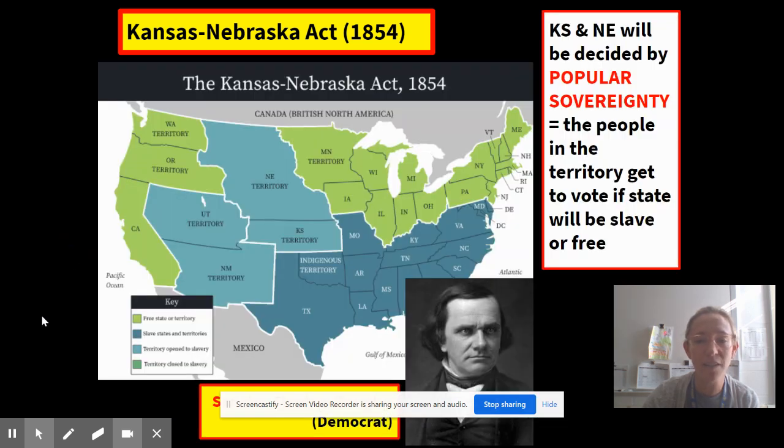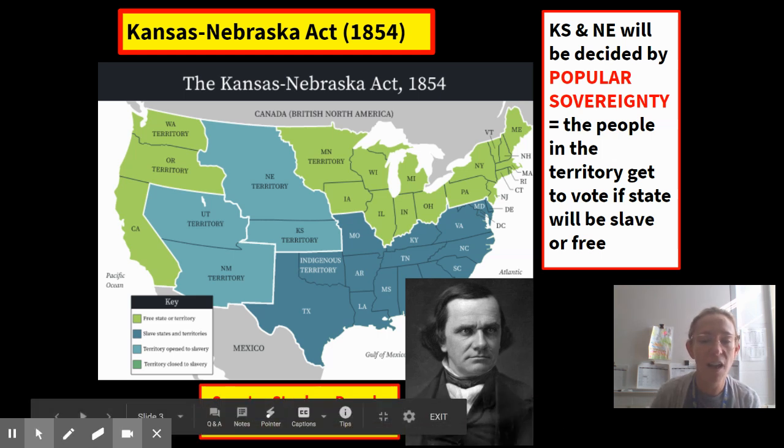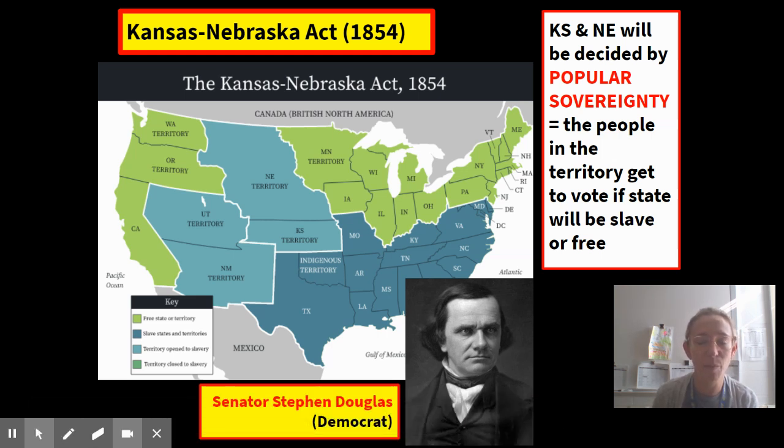And so the Kansas-Nebraska Act is drawn up by this guy here, Stephen Douglas. He is a Democratic senator, and his idea is, hey, let's have the people vote and individually decide themselves if it will be a slave state or a free state. That idea is going to be known as popular sovereignty, letting the people in those respective territories vote if it'll be a slave state or a free state. That is what the Kansas-Nebraska Act decides: let the people vote.